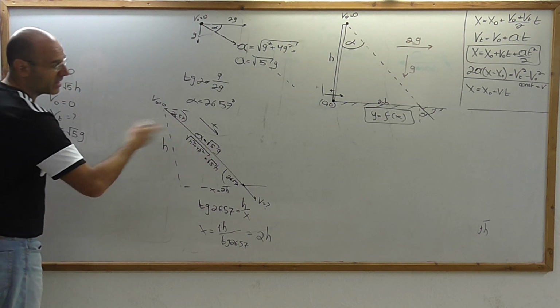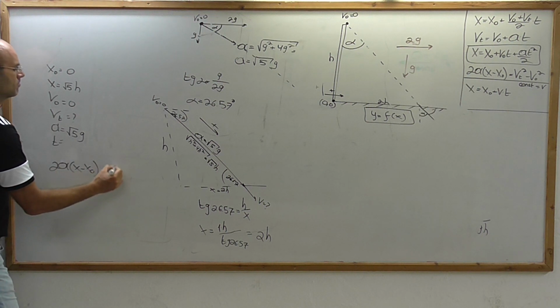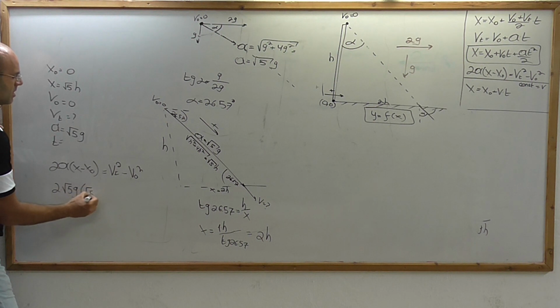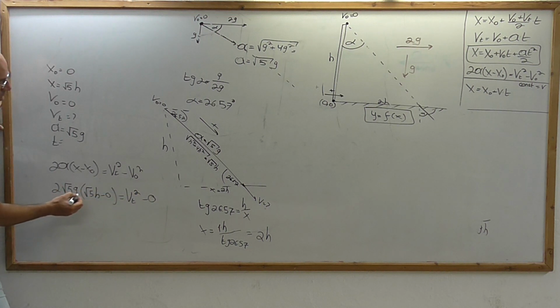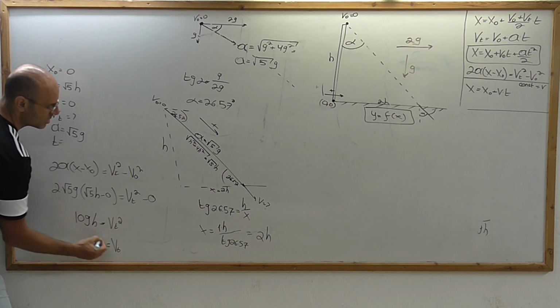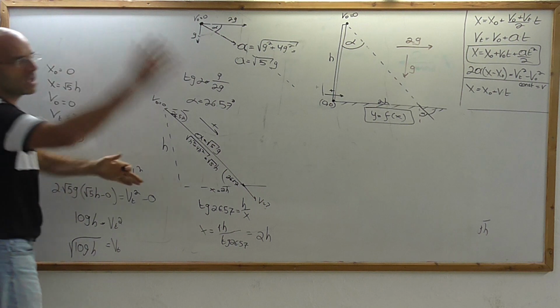Time I really don't care about. I can find it if I want. Let's choose, I think this one also. So I'll get 2 multiplied by that, multiplied by that, equals that, minus 0. So square root of 5 times square root of 5 is 5. 5 multiplied by 2 is 10gh equals vt squared. vt equals square root of 10gh. It's exactly what we got earlier when we did it with x and y.